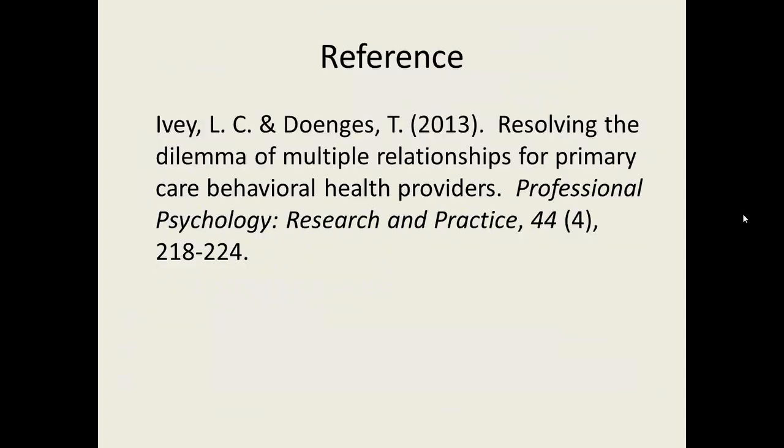Okay. That is the end of our talk. This talk was based on a paper that we published in Professional Psychology Research and Practice back in 2013. In that paper, we talk a little bit more about bias, and we get a little more in depth with some of the matrix and also some of the background and the research related to primary care and why multiple relationships are highly likely to happen there. So please refer to that if you're interested in this topic.